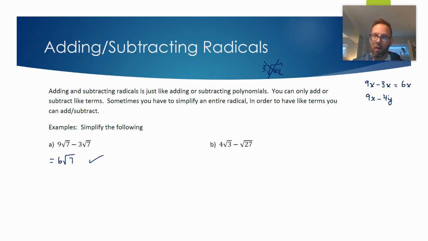But can we make those into like radicals? Because we're looking at 27. 27 can be simplified, guys. Let's look at this one further. That's 4 root 3.